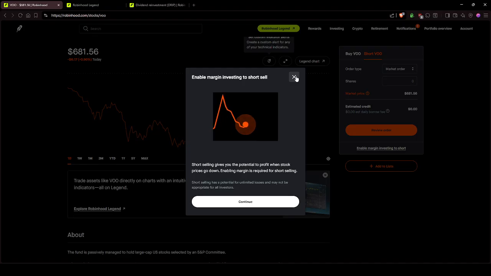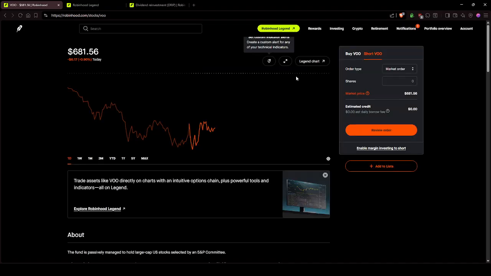To close your short position, go to your portfolio, find the shorted stock, and select Buy to Cover. Enter the number of shares you want to buy back and complete your transaction. Remember to keep an eye on your investments and adhere to your risk management strategy.